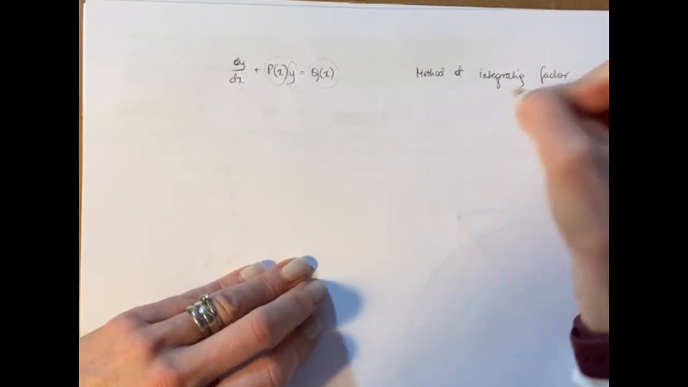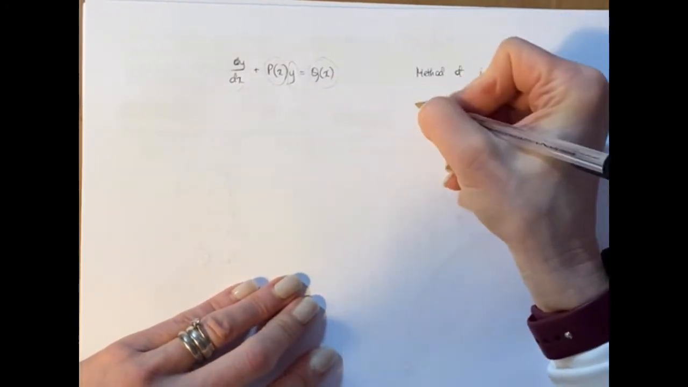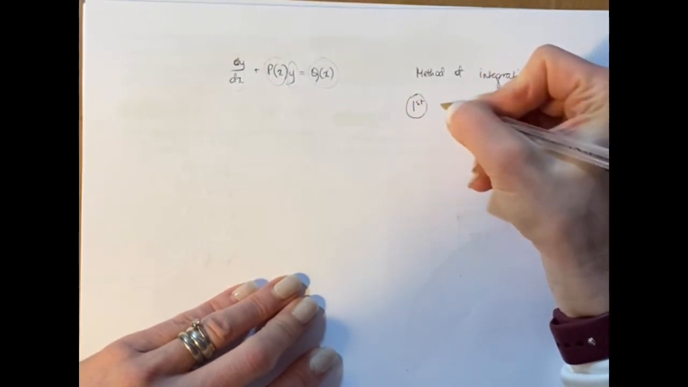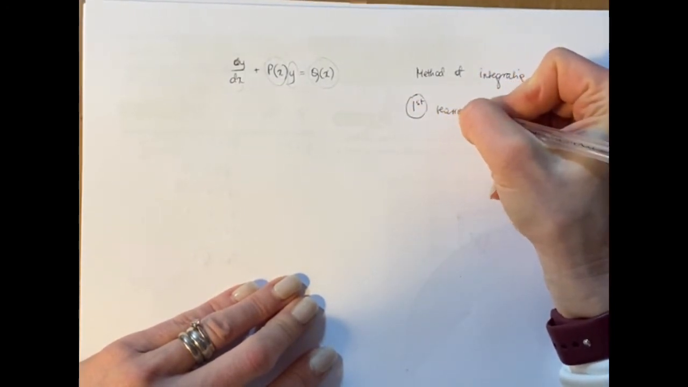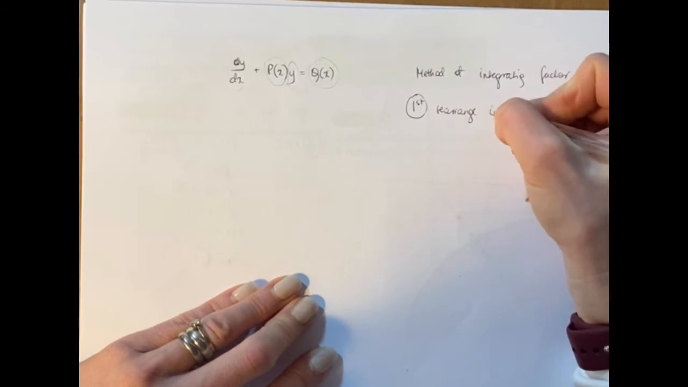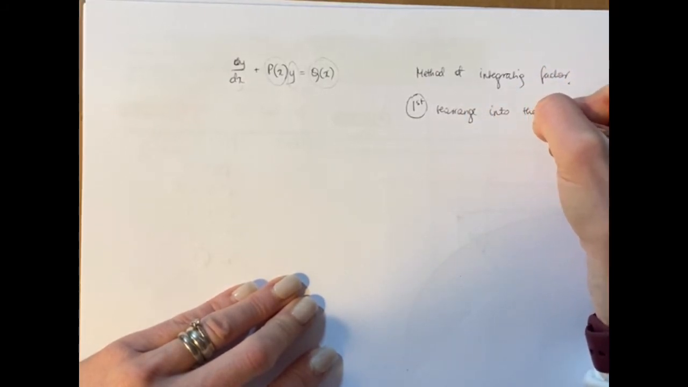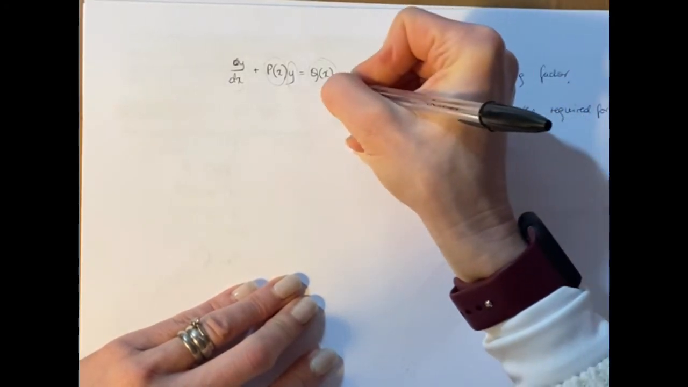So first of all, how does it work? The first step is to rearrange into the required form. What does it mean? So rearrange it into this form.